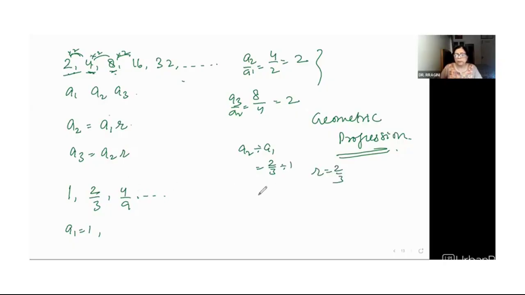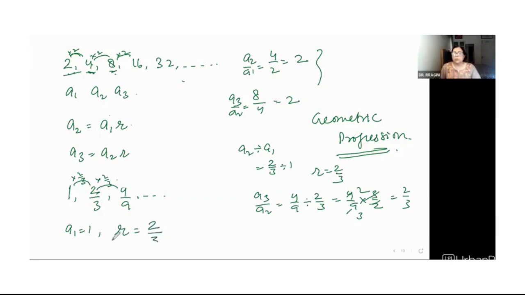Divide 4 by 9, A3 by A2. 4 by 9 divided by 2 by 3 is 4 by 9 times 3 by 2. It is again 2 by 3. So what we can say is the common ratio here is 2 by 3, here it is also 2 by 3. So the common ratio in this case is 2 by 3.